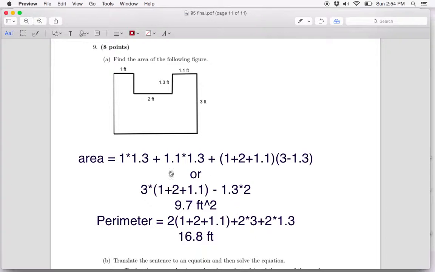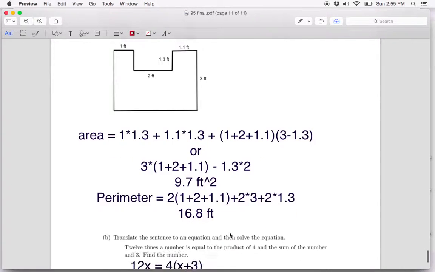Okay, for perimeter, of course. Here, what I was noting is that I have 1 plus 2 plus 1.1. That's these top pieces here. And then, of course, that's going to also fill up the bottom, so that's why I did 2 times that. I did 2 times 3 to say the right and the left. And then that leaves me with these 2 little pieces here. And that gives me all the perimeter going all the way around, and that would be in feet, right?